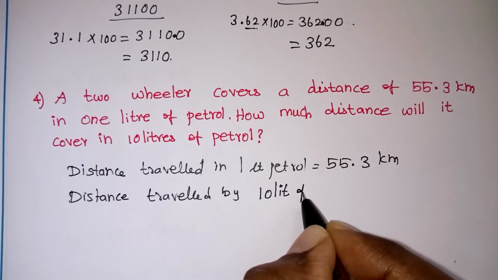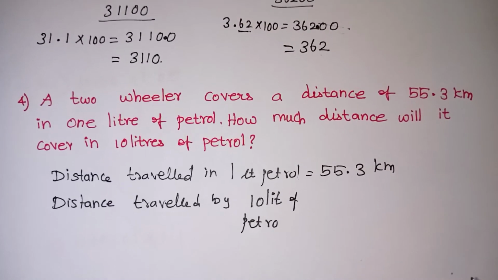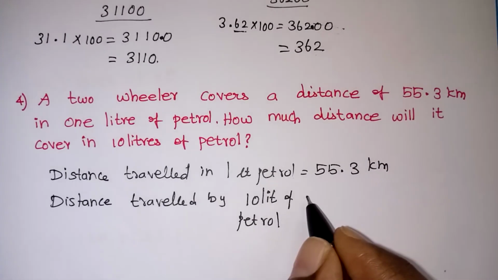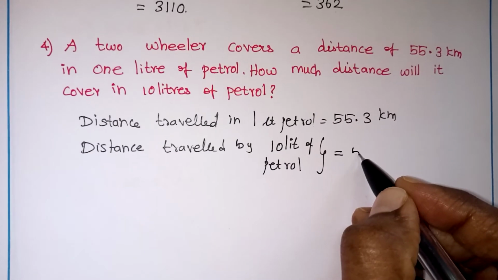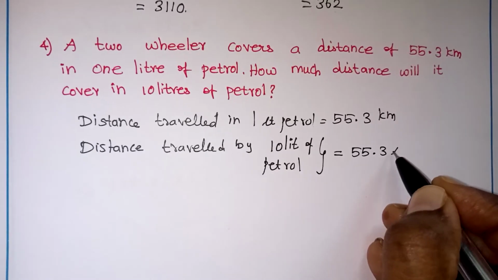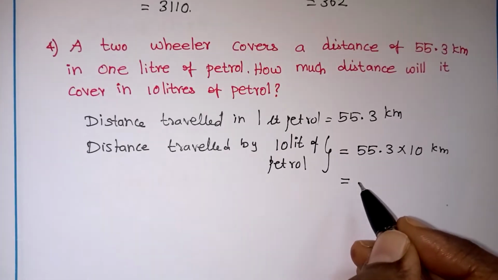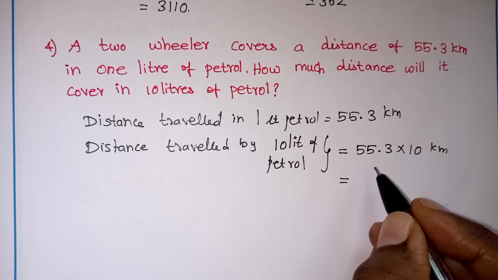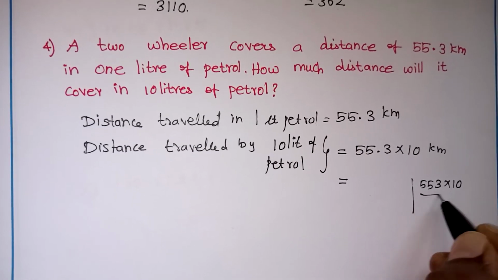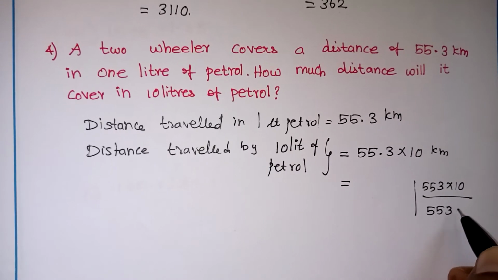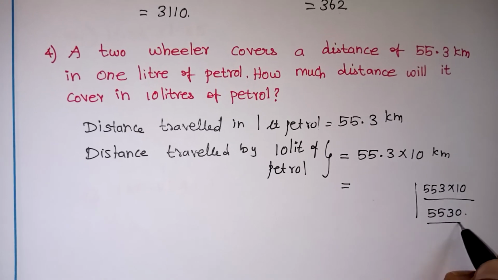For 1 liter this much, what is it for 10 liters? Now what should we do? We have to multiply. For 1 liter this much, for 10 liters they are asking, just multiply by 10. 55.3 into 10 we have to do. That many kilometers it will travel. Multiplication with 10 is very easy. First, without the decimal, we have to calculate 553 into 10. That answer will become 5530. Multiplication with 10 is very easy: add one 0 to that number.